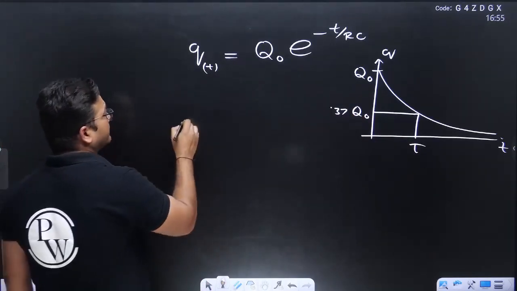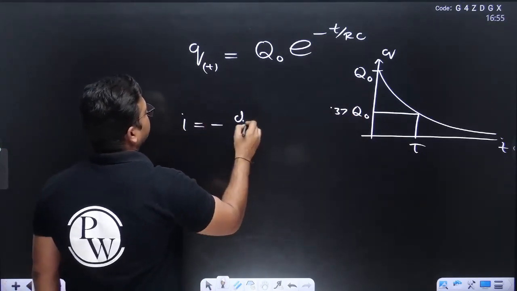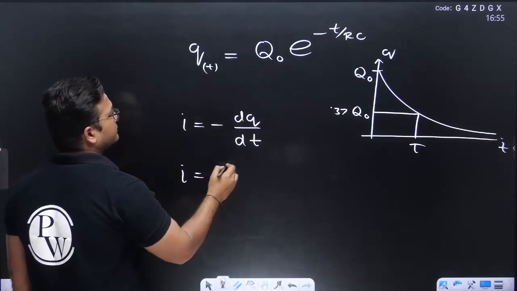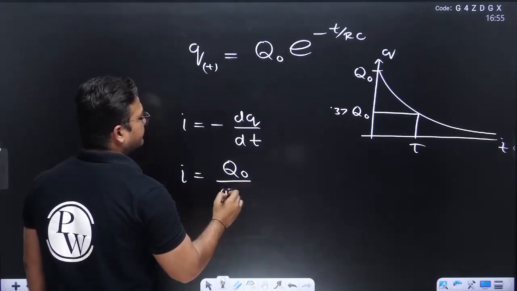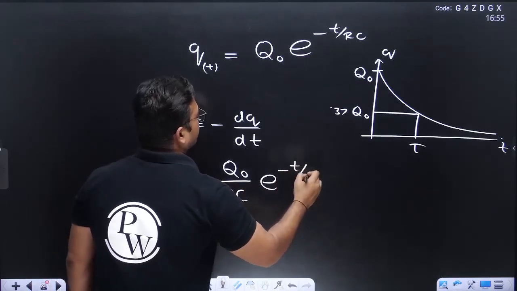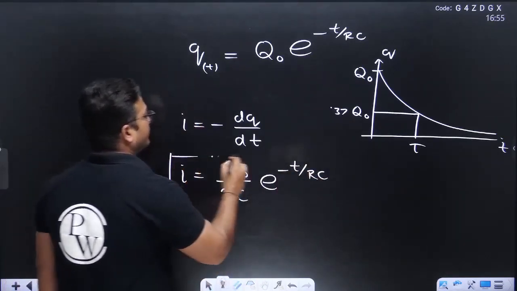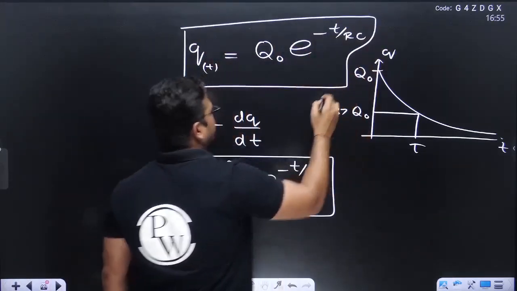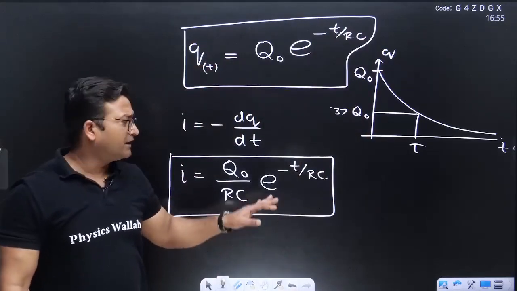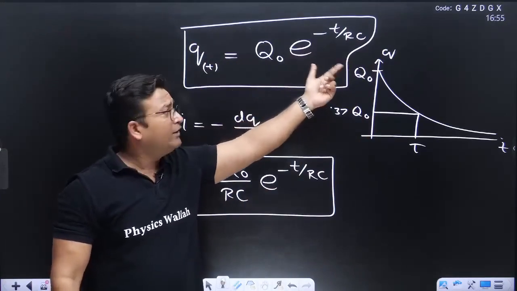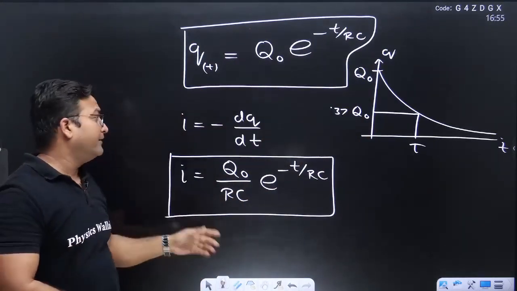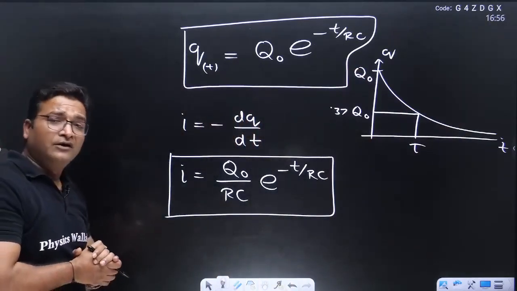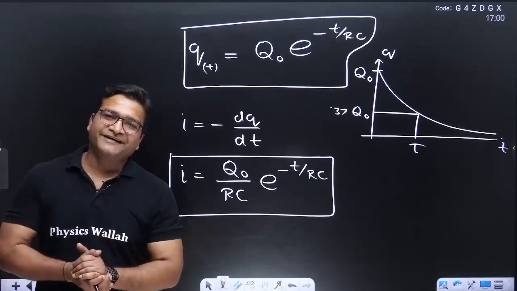If you want to find current in the circuit, just do I as minus dq by dt. And minus dq by dt would be I equals Q naught by RC e to the power minus t by RC. That is the value of current in the circuit. And as the functions of Q and I both are similar, they both have some constant followed by e to the power minus t by RC, the graph of I here would too be like this. Okay, so that is about discharging of capacitor. Now it's time for few questions.